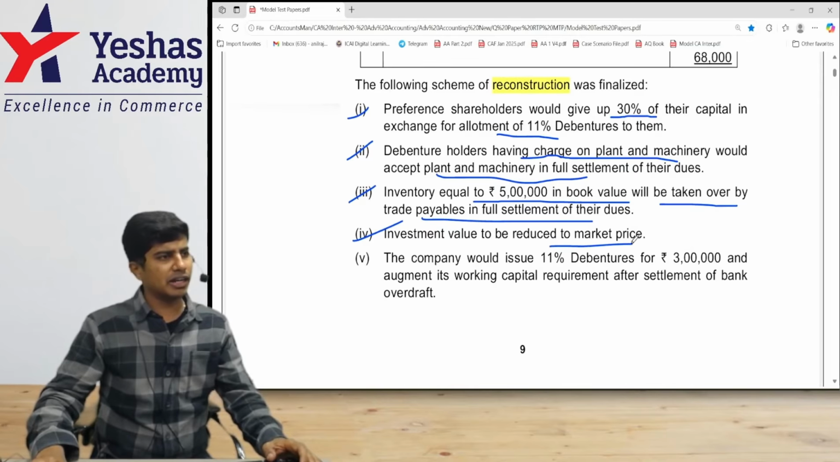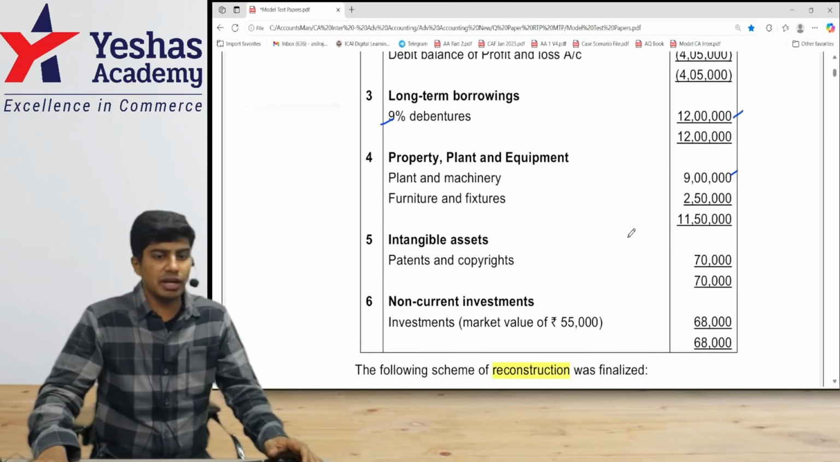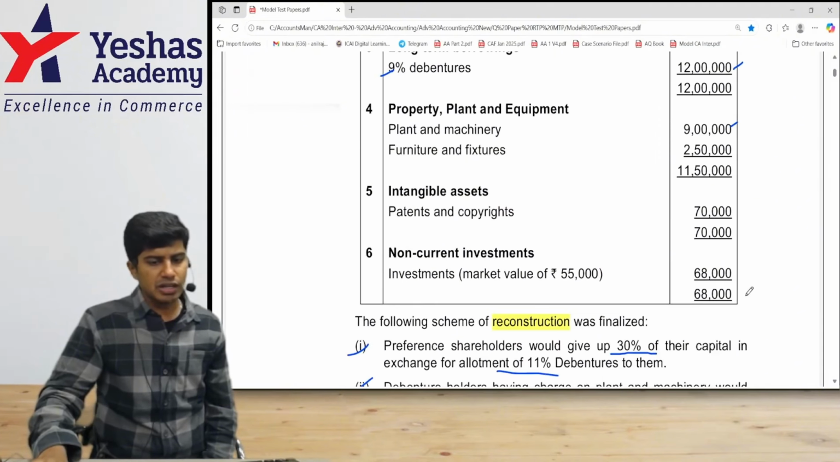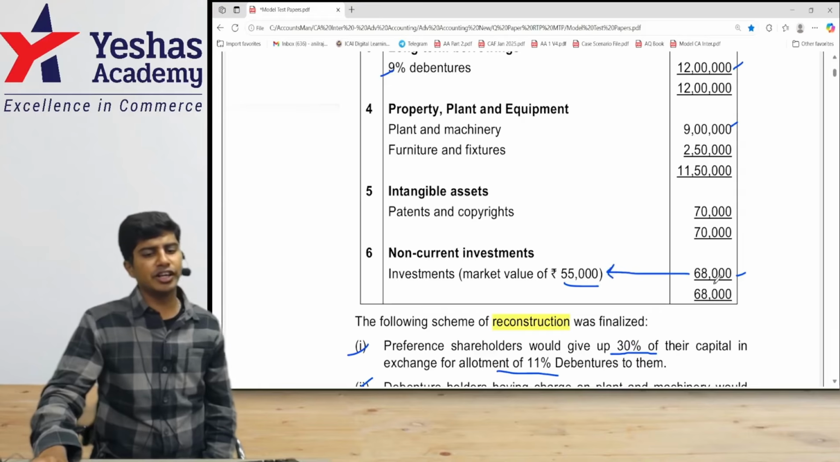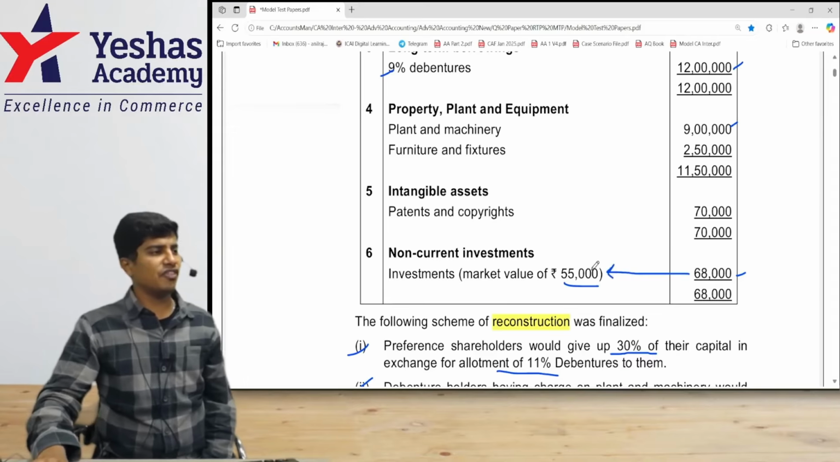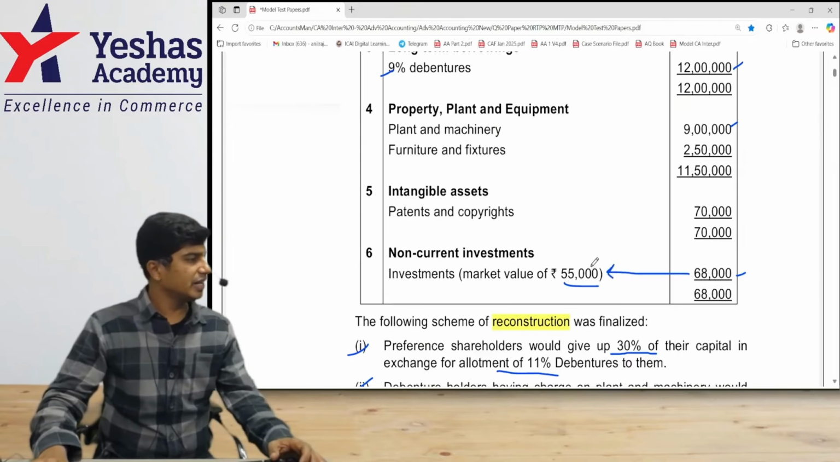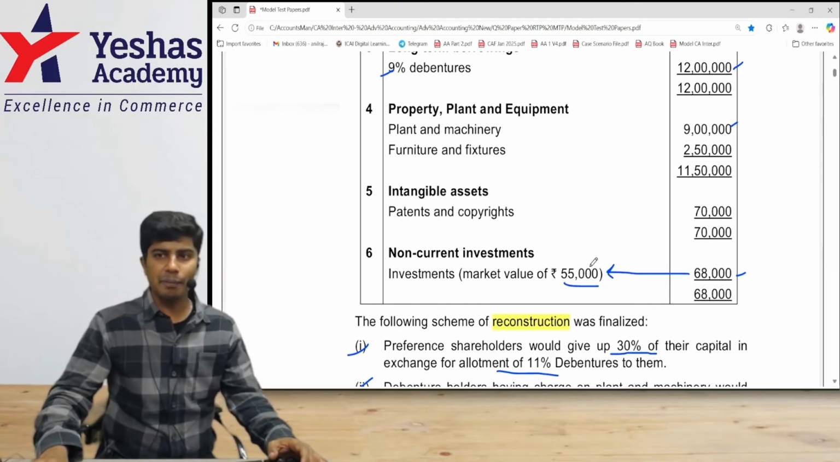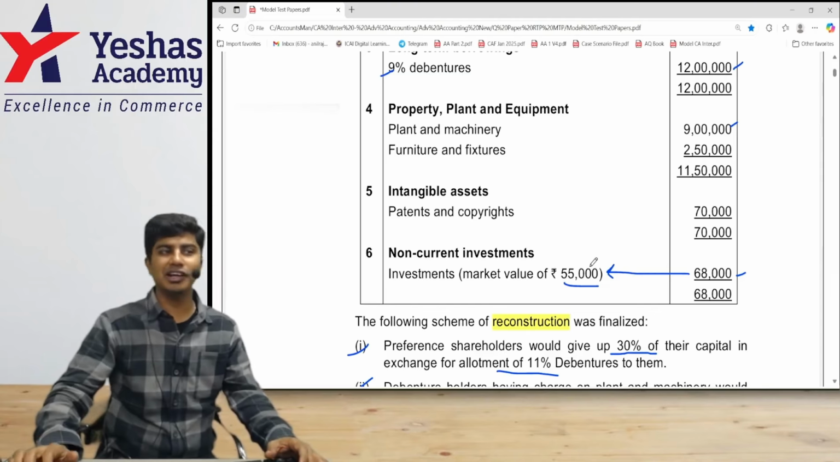Investment to be reduced to market price. Let's check what is the cost and what is the market price. Investment, yes, it is 68. Market price is 55. From 68, I should reduce it to 55. Basically, I should reduce by 13,000. Investment should be credited. Debit will be capital reduction. This is utilization of capital reduction.